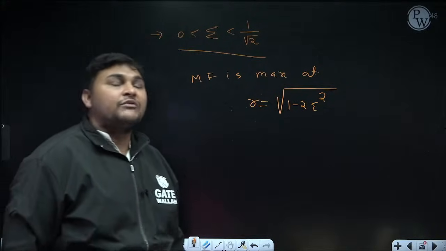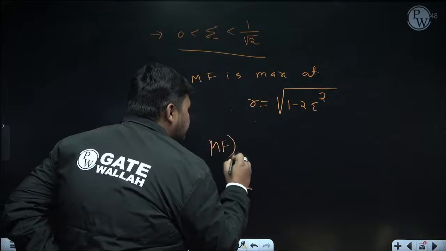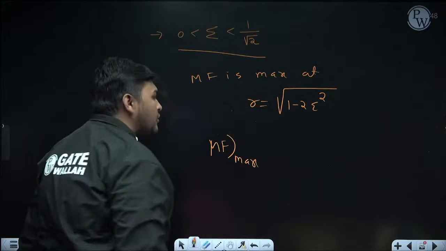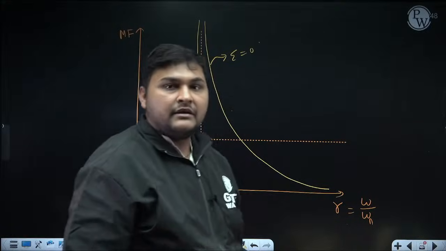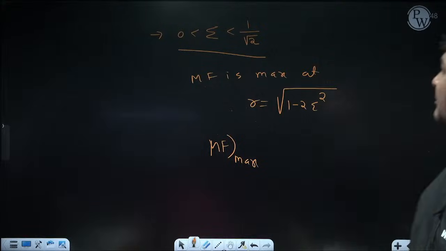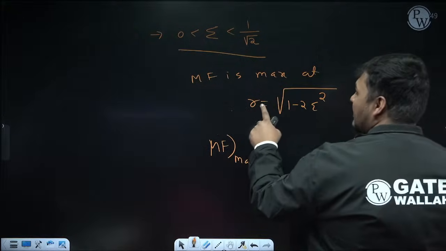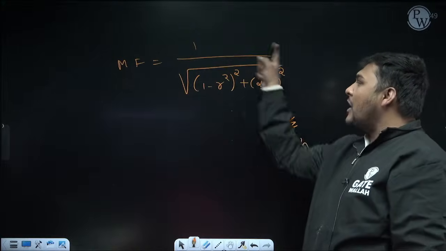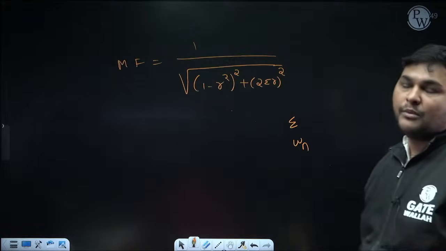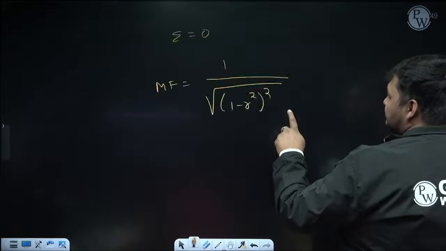Now the second question which can come: what is the maximum value of that MF? Like for zeta equal to 0, the maximum value of MF is infinite. But what will be the maximum value of MF for zeta equal to 0.1? So what we'll do is put zeta equal to 0.1 here, get the value of R at which MF is maximum, and then with that value of R and zeta equal to 0.1 we'll get the maximum value of MF.